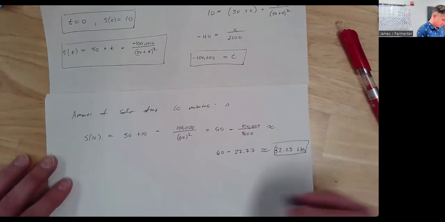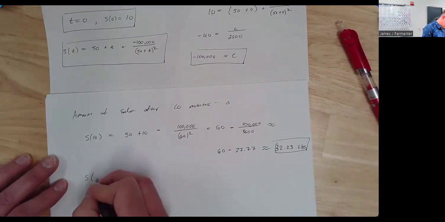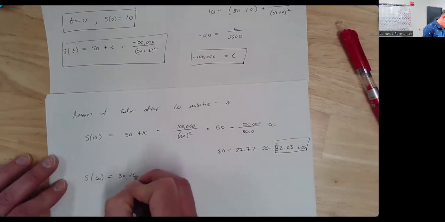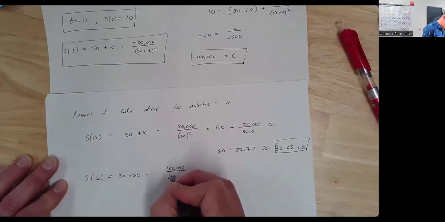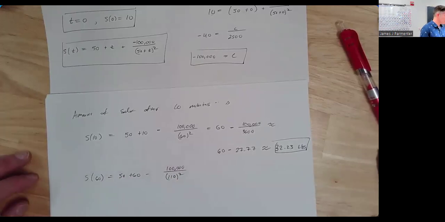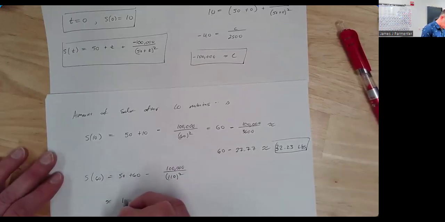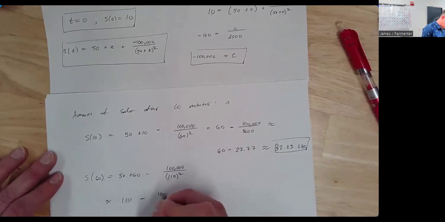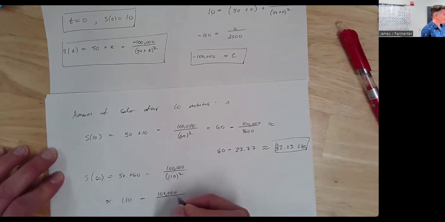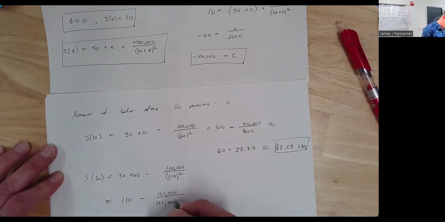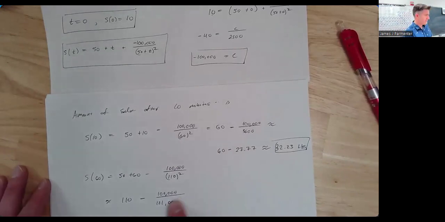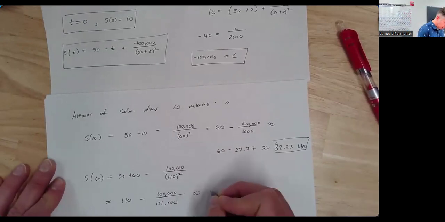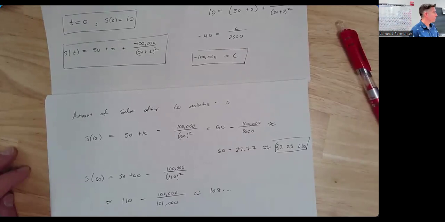And after an hour, same sort of deal. S of 60 would be 50 plus 60 minus 100,000 divided by 50 plus 60, which is 110 squared. So the same sort of idea there. That would be approximately 110 minus 100,000 over 110 squared, which is what, 121,000? That's going to be pretty close to 110 because 100,000 divided by 120,000 is just a little bit less than 1. So this is probably like 108 point something pounds of salt.